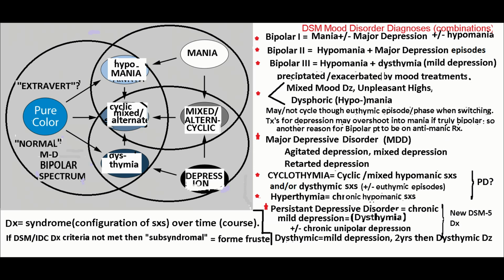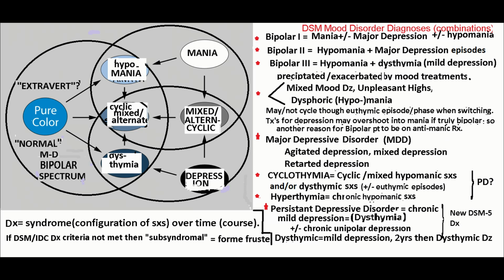Then there's bipolar 3. I don't think this is in DSM-5, the current manual of diagnosis. But anyway, these have hypomania or dysthymia, and these states can be precipitated or worsened by treatments of mania or depression. Then there are mixed mood disorders, where concurrently they have manic and depressive symptoms, called mixed mood disorder or unpleasant highs or dysphoric hypomania or mania.